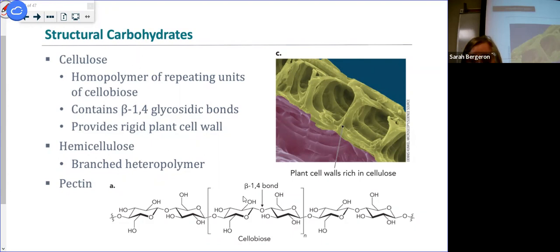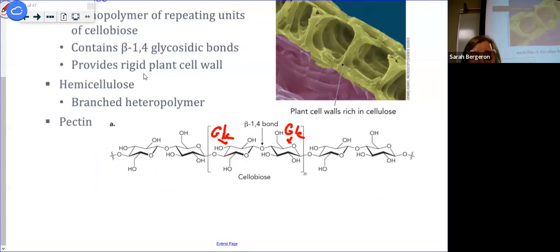So when you look at these two, I guess I didn't label them, glucose, GLC, glucose. So these are two glucose molecules that are linked together in a beta-1,4 linkage. So it's the actual linkage between the two that is going to provide that rigidity.